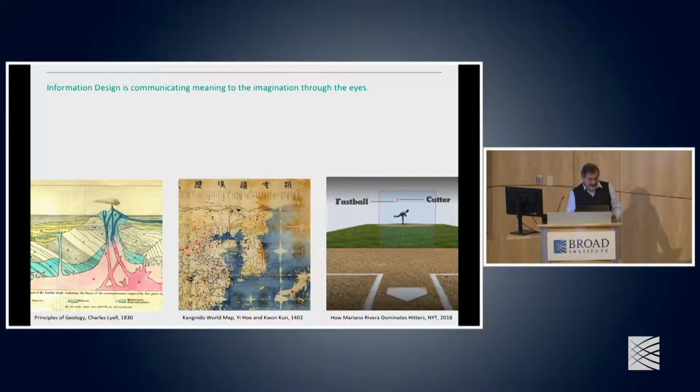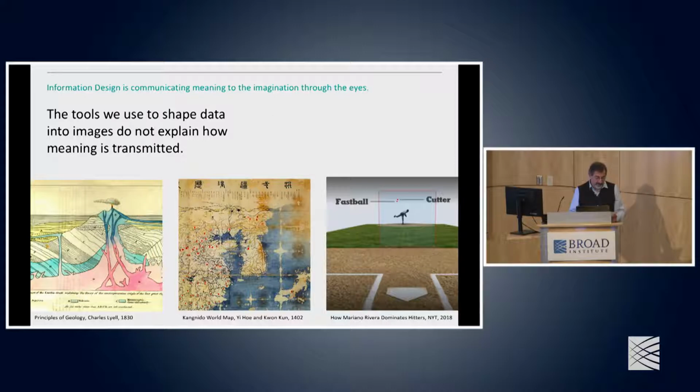It's easy to see how we can collectively come to identify data visualization as the sole function of information design, but I think that that's a mistake. Our biggest challenge today is not learning how to write software programs to make use of all this data, to make us ever more masters of the quantities we can record. The tools we use to shape data into images do not explain how meaning is transmitted.